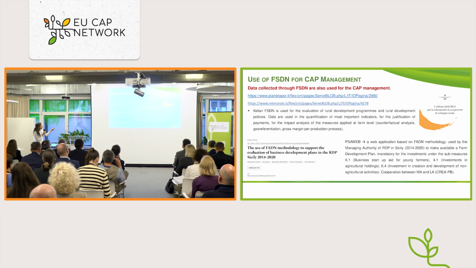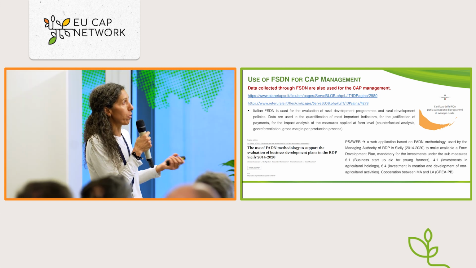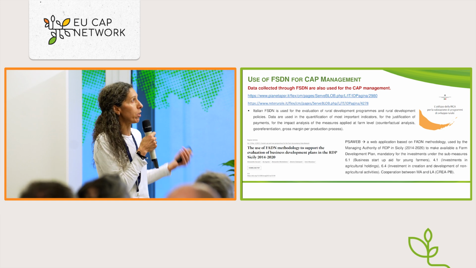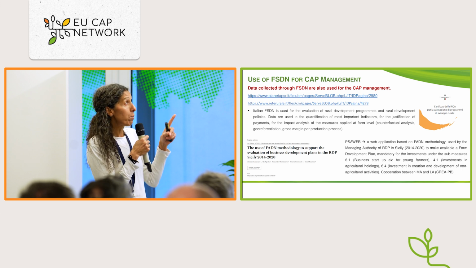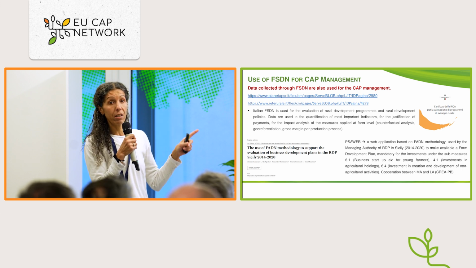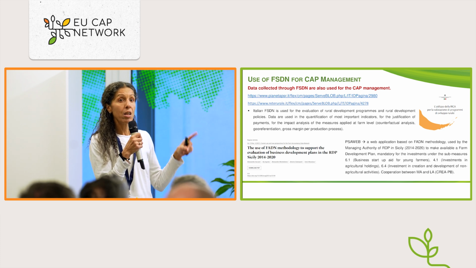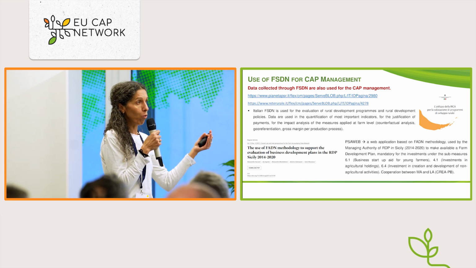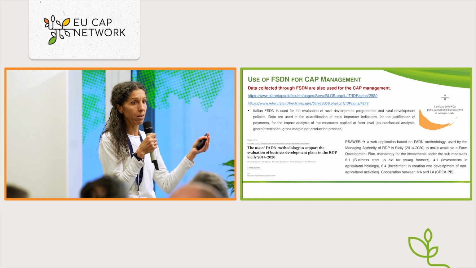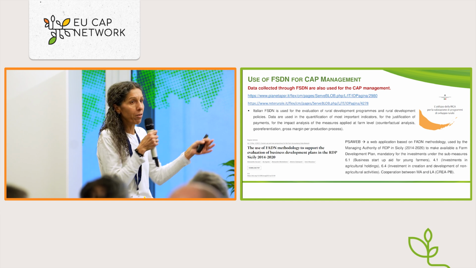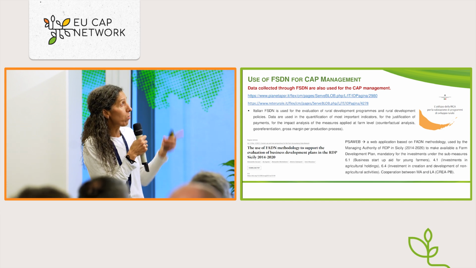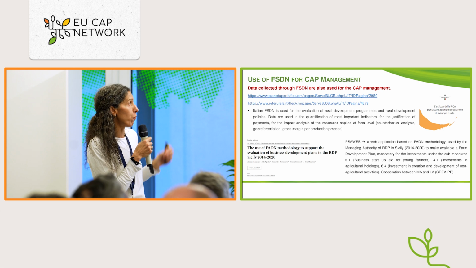We also use FSDN for the evaluation of the common agricultural policies, of rural development programs and rural development policies. We use FSDN data for ex-ante and ex-post analysis, for the quantification of the most important indicators, important for the justification of payments, because in Italy the rural development policies are managed at the regional level. So every region must justify the subsidies at the regional level. The territorial dimension of FSDN is crucial for us in doing that, because every region has to manage the subsidies by themselves. So the territorial level of FSDN is important for our system.